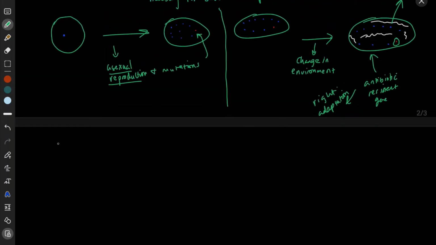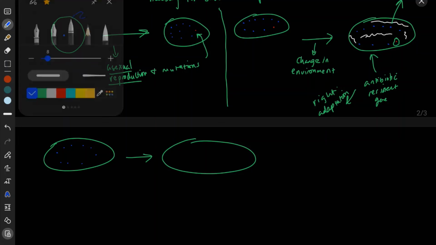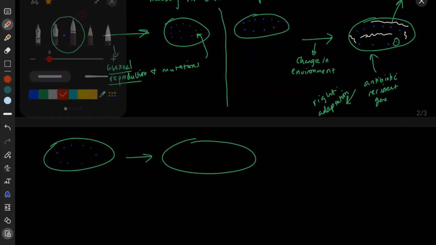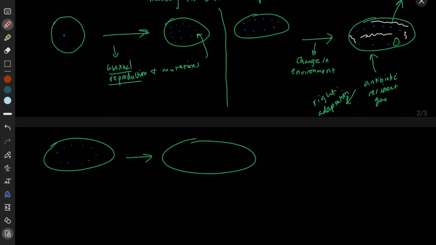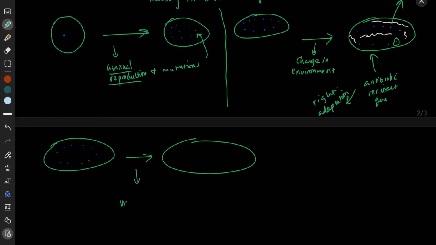So here, let's draw this again. So now what's going to happen is, say we have 1, 2, 3, 4, 5, 6, 7, 8, 9, and we have 10, right? And now over here, what's happening in this arrow here? Well, here we have natural selection.